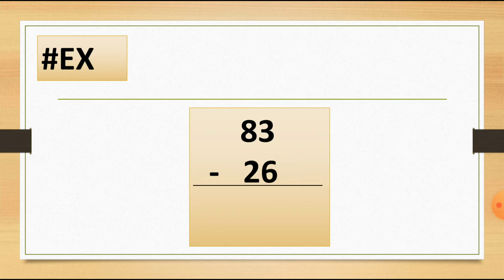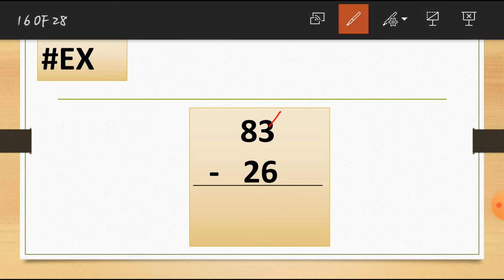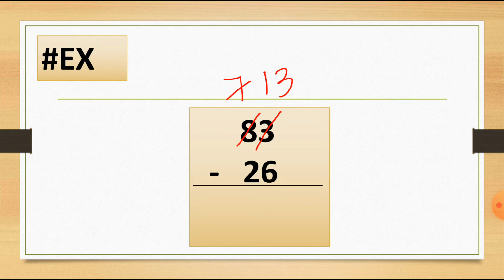So how do we regroup? We will take 10 number from this 8 number which is at the ones column. So this 3 will be a 13. So let's write this 13 number here first. I cut this 3 number and I write 13 number here. And I cut this 8 number and will cut 1 number from it. So 8 minus 1 is equal to 7. So this is the 7 now. So this is the simple sum.